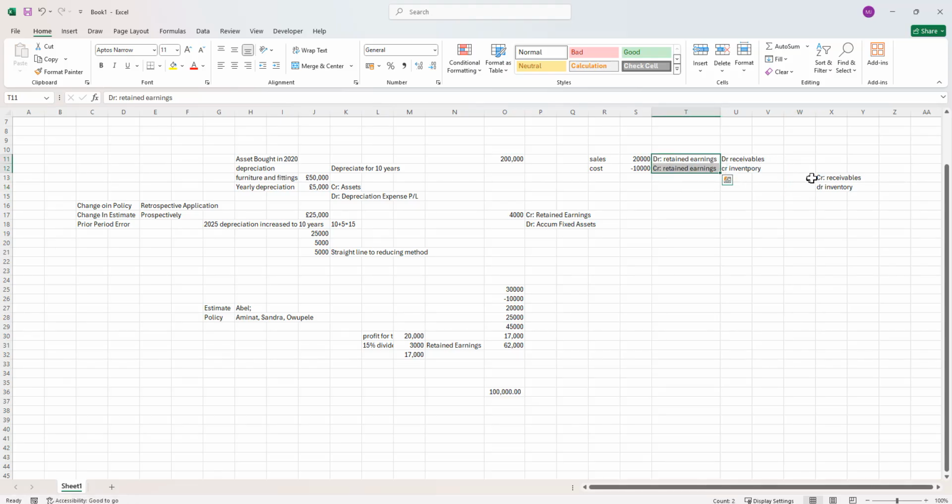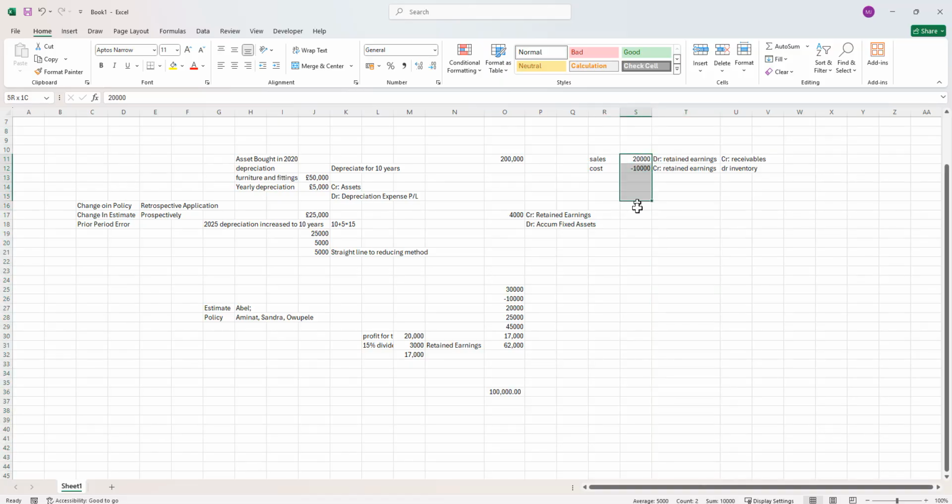Then I'm going to show you what I'm talking about here. When we first sold the goods, we debited receivables, expecting cash, and we reduced our inventory. Now we have to do the reversal of what we've done: credit receivables and debit inventory. Looking at the accounting entry, we debit retained earnings, which is our sales, then credit receivables, then credit retained earnings again and debit inventory. What I've just done is debit sales, credit cost of sales, but because we cannot touch that account again, it has to go to retained earnings.